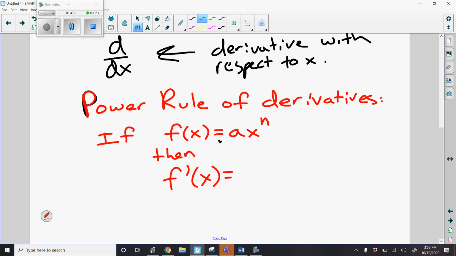We always take that power, so in this case the power is n, and we multiply it by the coefficient a. So I'll just call that an. So we multiply coefficient a with power n, and then x, right, the derivative always reduces the power by 1. So, right, if the power was 5, it's going to drop to 4. If the power was 10, it's going to drop to 9. If the power is n, it's going to drop to n minus 1.